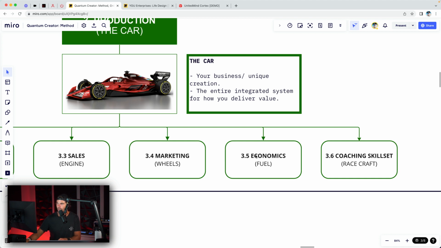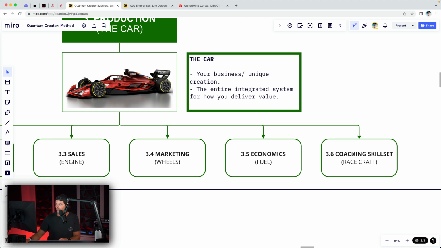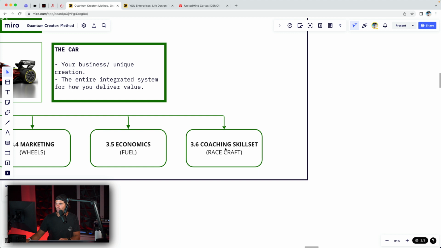And then you've got economics, the fuel. So economics is money. Our current realm operates on the mechanism of money, so we have to learn how to use it, how to get it, how to invest it, how to grow it, and then how to deploy it to actually become a utility in our life. Then we've got our coaching skill set, which is our racecraft.